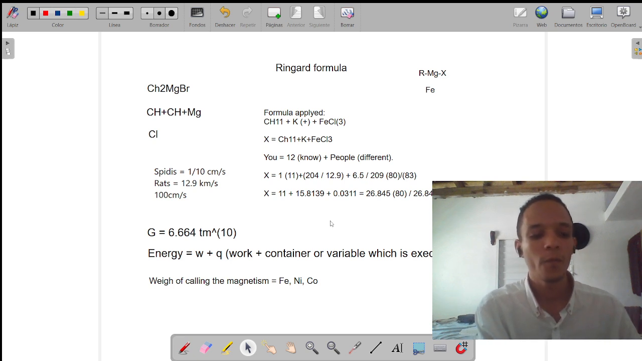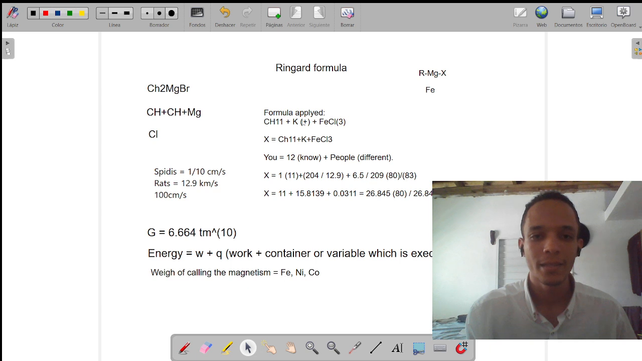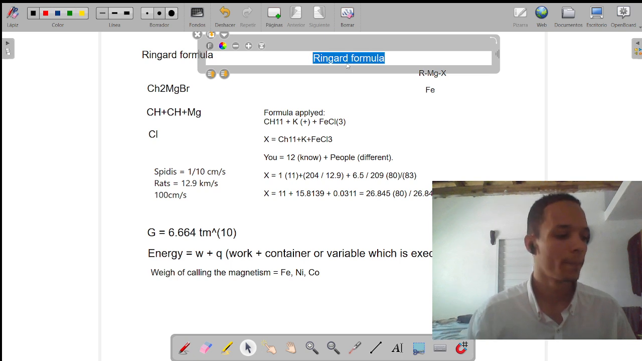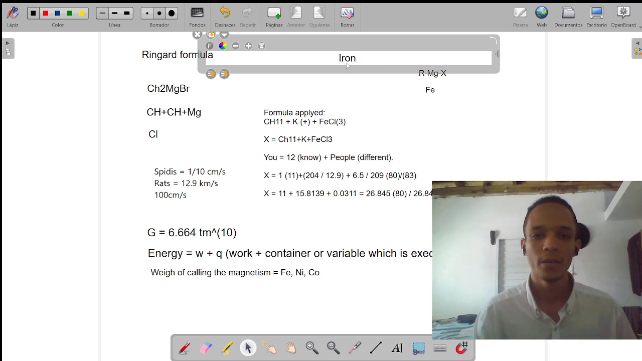And if you want to know where my inspiration was from, it is this. It was not the Ringard formula. Just to finish, it was this: iron plus Mg or magnet plus energy.